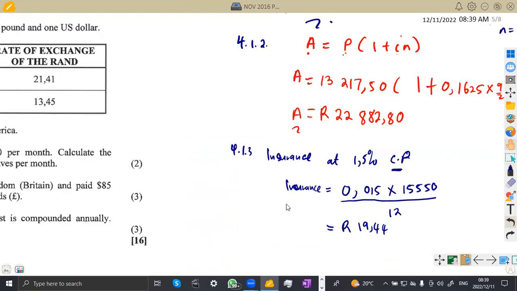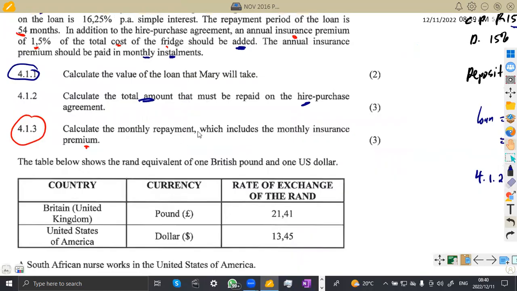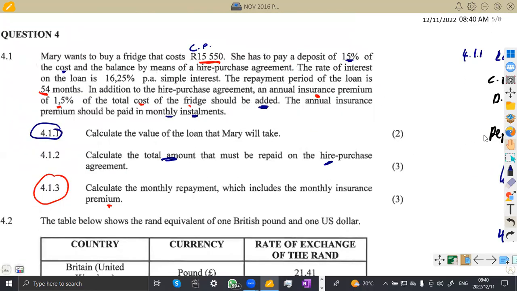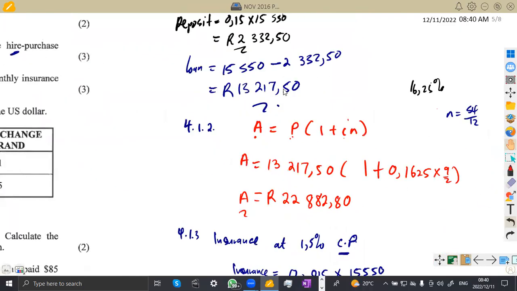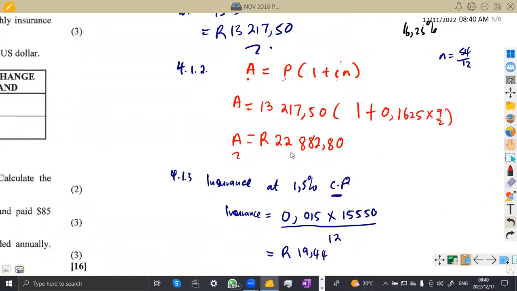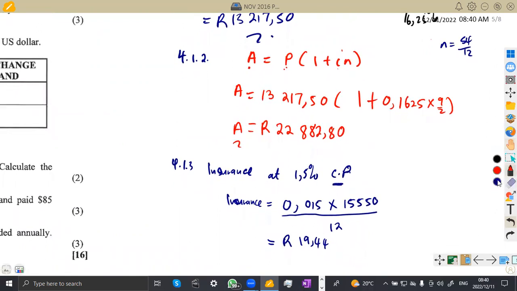All right, but here we are given that this is supposed to be the monthly repayment, which includes the insurance. So what do you know about this Mary? What is she paying in a month, if she is paying for 54 months? What is she paying in these 54 months? She is paying the total amount that we had, sorry. So we are actually dealing with the total amount. This is the one that was paid in 54 months.